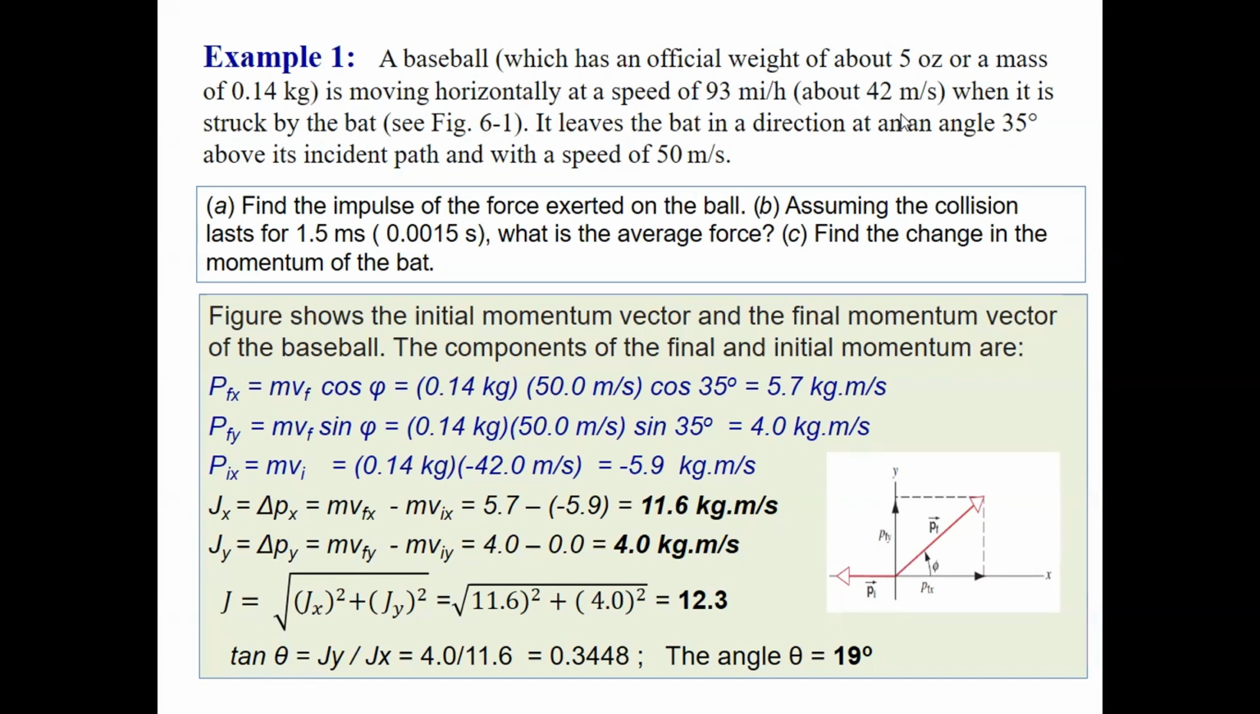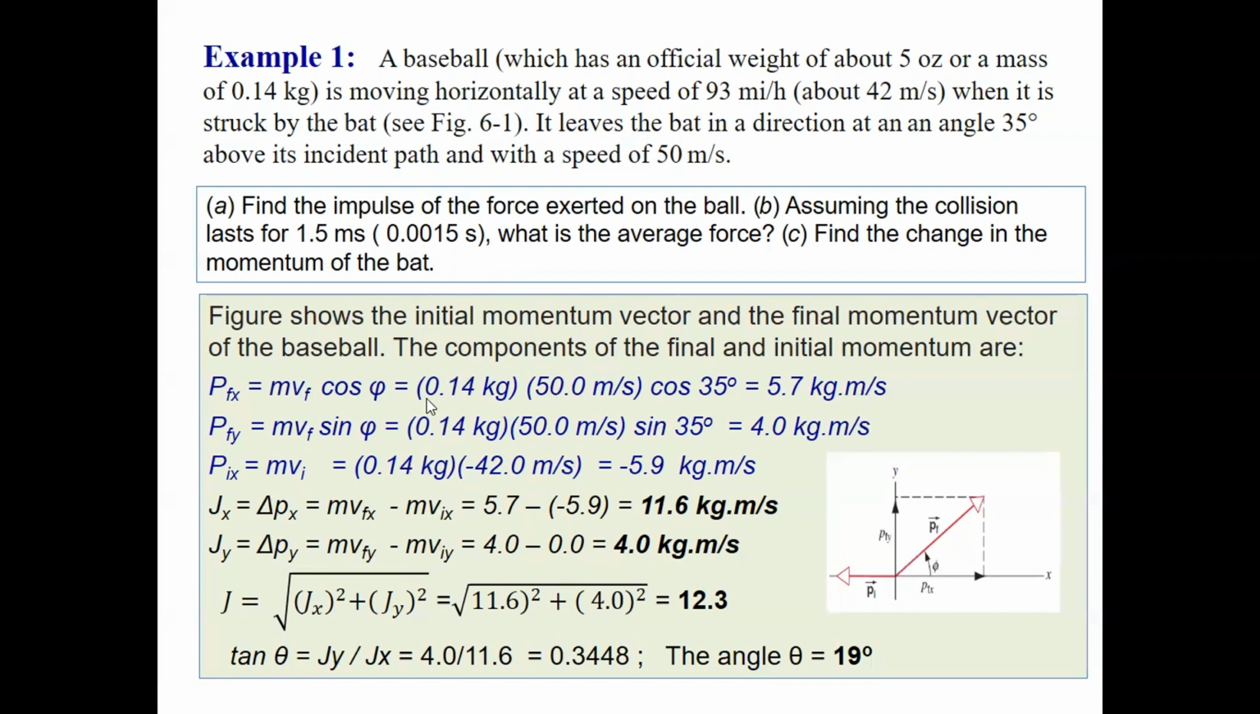Now, this is the speed at which the ball is struck by the bat, and it leaves the bat in the direction at an angle of 35 degrees and with a speed of 50 meters per second. The initial speed was 42 meters per second. The final was 50 meters per second. The question is, find the impulse of the force exerted on the ball. And the second part is, assume the collision lasts for 1.5 millisecond. What is the average force? And then finally find the change in the momentum of the bat.